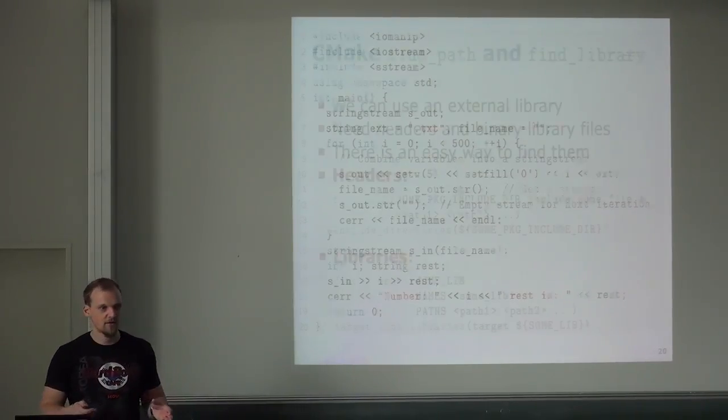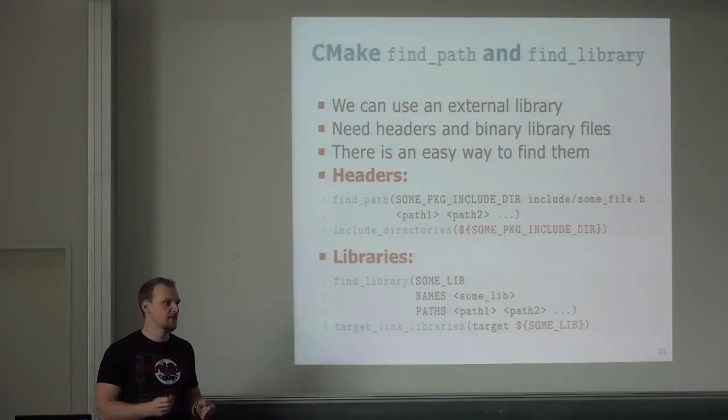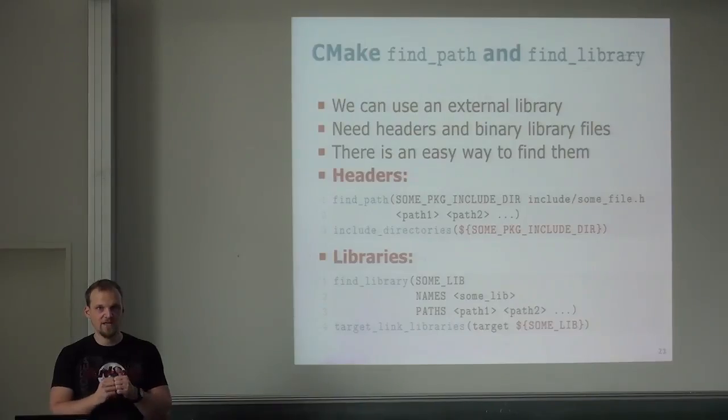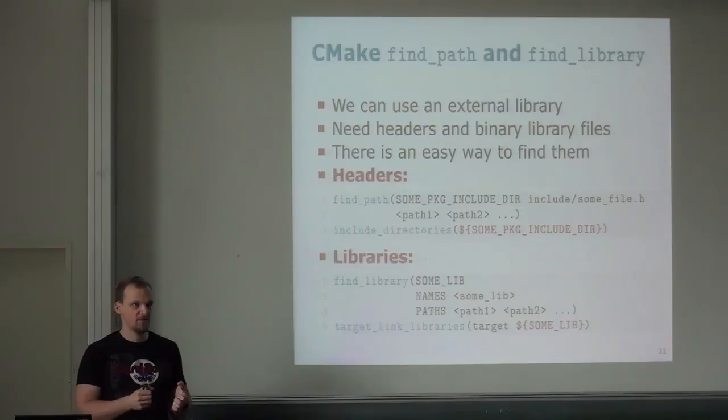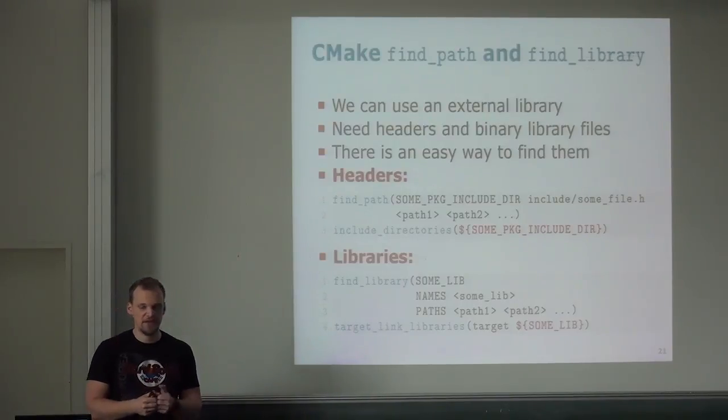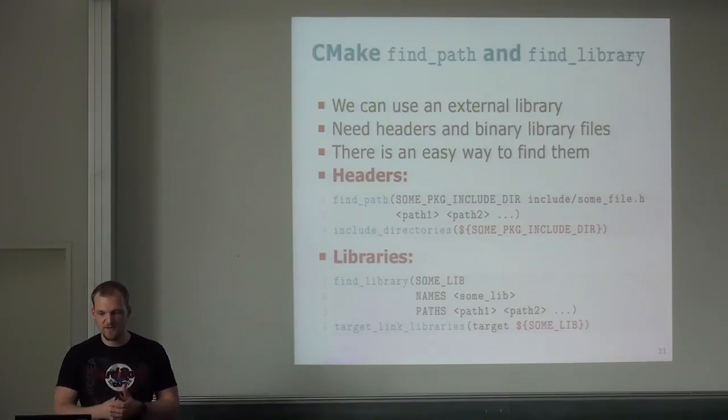Right. So the last thing that we want to cover today is CMake. It's one last bit that is missing from CMake for us. This is find path, find library, and find package. So we'll start with find path and find library.